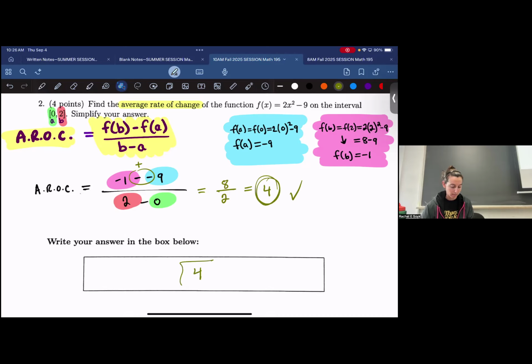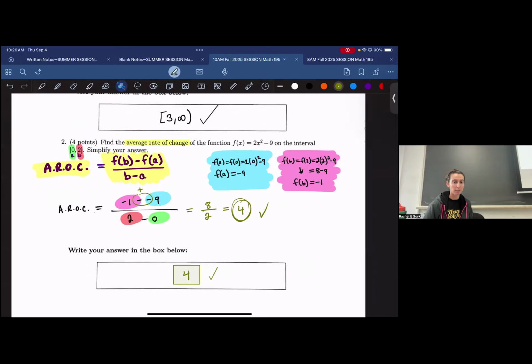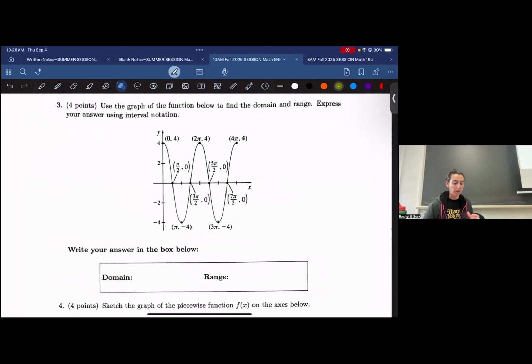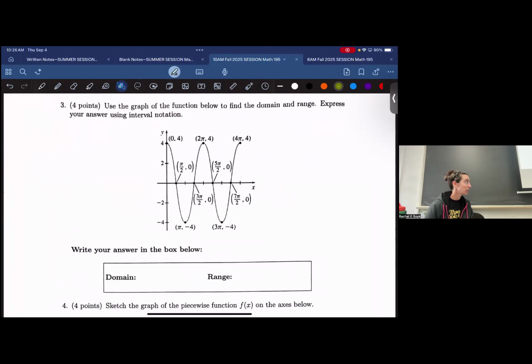We're done. Any questions on the first page? No. Right, let's move on to question 3, where we're given a graphical representation of a function, and we're asked to find the domain and range. Now, this function doesn't go on forever.